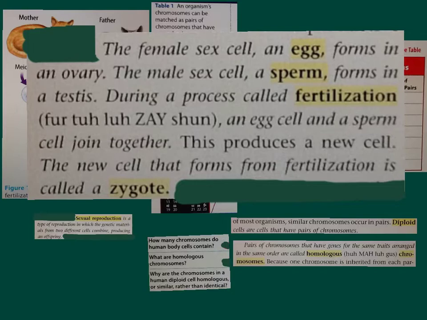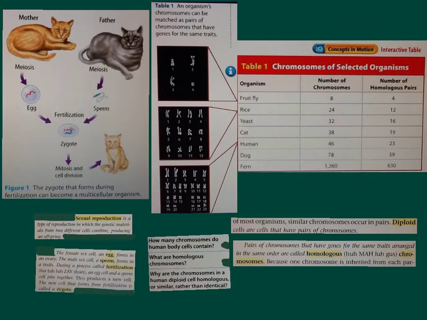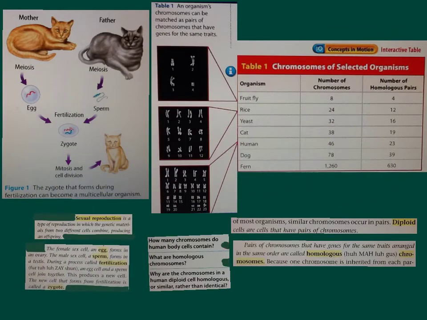So you have 1, 2, 3, 4 definitions that you need to write down. Go ahead, pause the video, make sure you're writing those definitions. Okay? And then start the video back up again. All right.